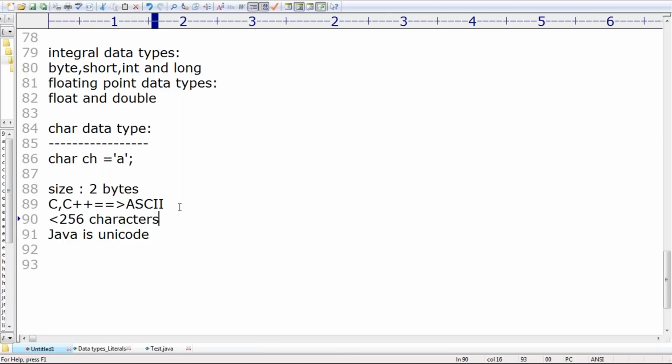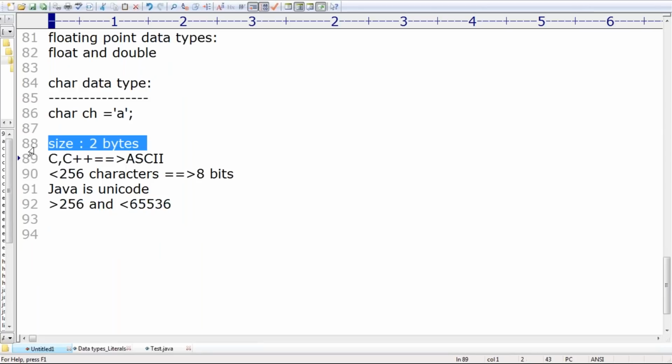Sir, to represent up to 256 characters, 8 bits are enough. Are you getting? 8 bits are enough, sir. But Java is Unicode based, and the number of Unicode characters is greater than 256 and lesser than 65,536. Are you getting? 65,536. Sir, to represent this many characters, 1 byte is not enough. Compulsorily we should go for what? Yes, 2 bytes. 2 bytes is nothing but 16 bits. Clear, right?